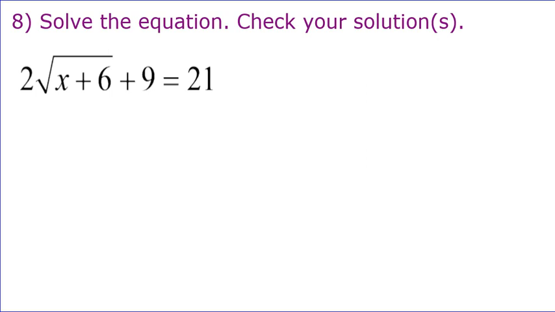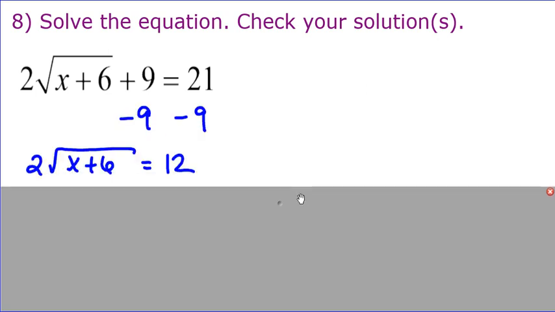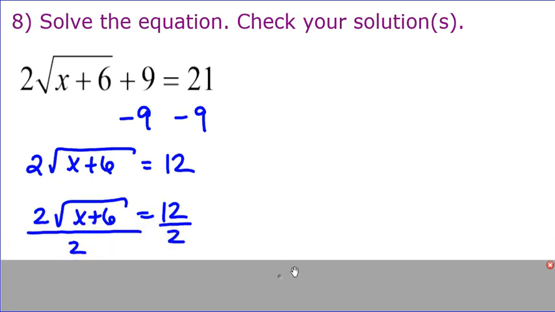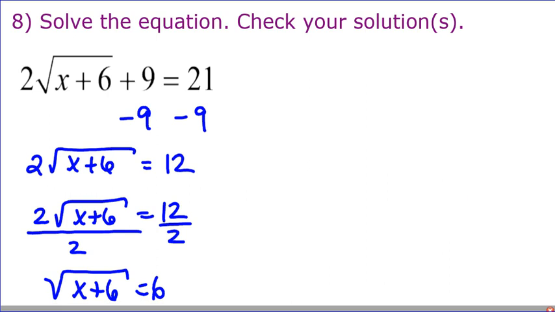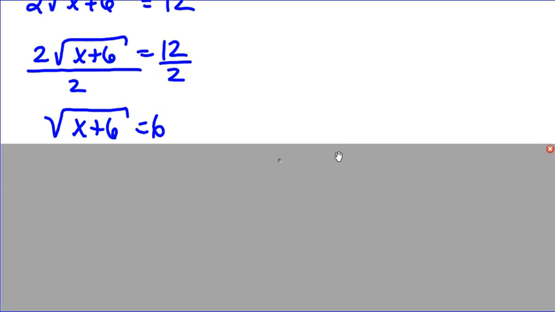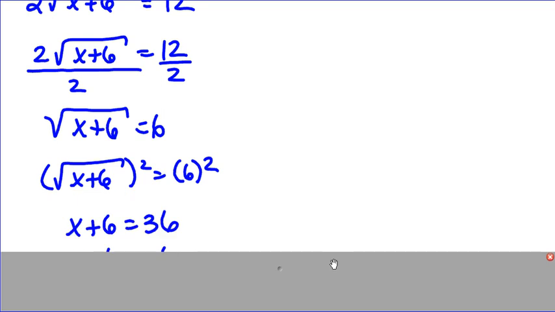So here we want to solve this equation. Again, the goal is to get the radical alone. So the first step would be to undo the addition. The next step to undo would be the multiplication. Now we have to undo the radical. So we know we've got to square each side of the equation. And then we have one addition to undo.